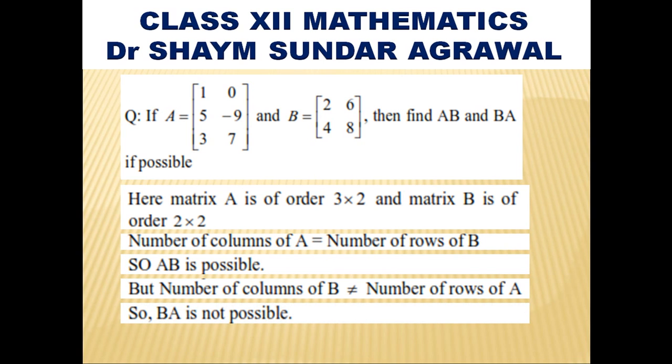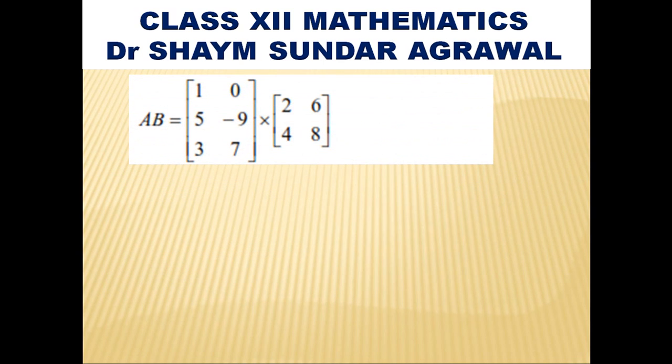So let us find out A into B. Write the first matrix into the second matrix. How to multiply this? First take the first row with the first column, first row with the second column.